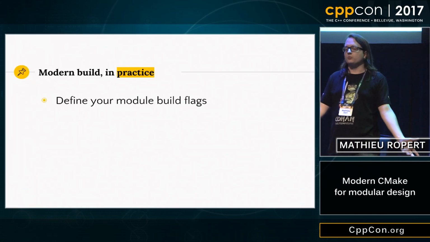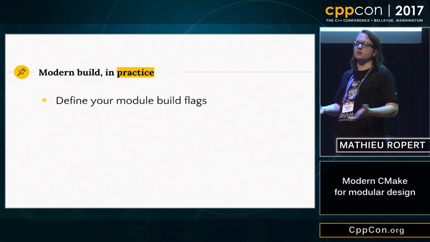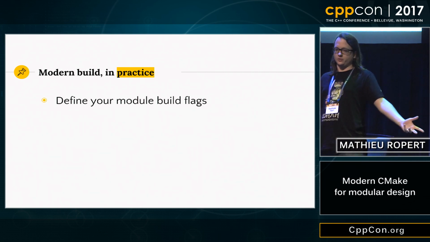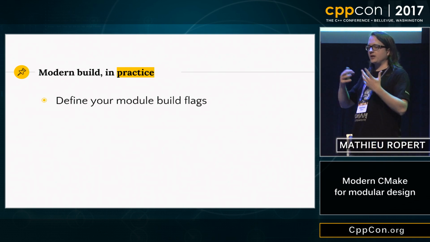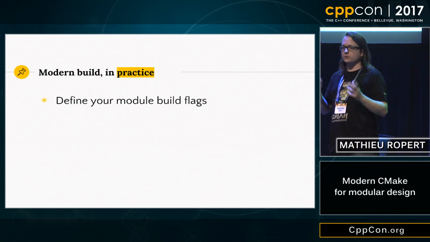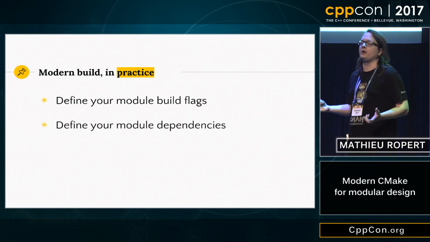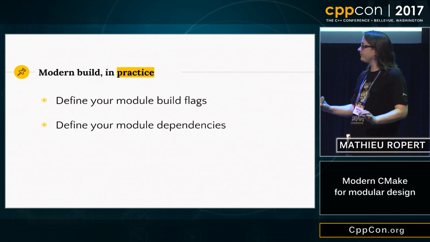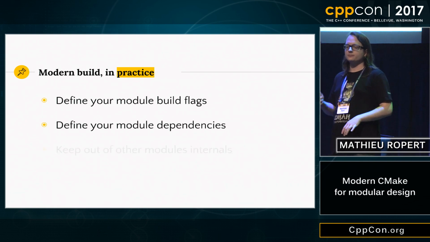So in practice, how does it work? It's simple. Each module will define, of course, the build flags it needs because, well, you have to define them somewhere. They're not going away. They're just localized. You just say, all right, this is my module. This is what it needs to build. Then you say, all right, this is what I require. These are the dependencies I use. But you talk about dependency. You don't talk about flags.